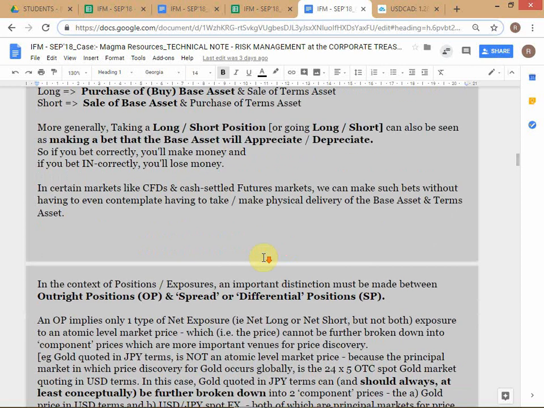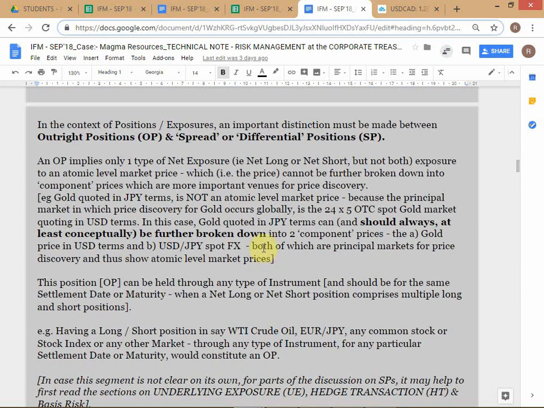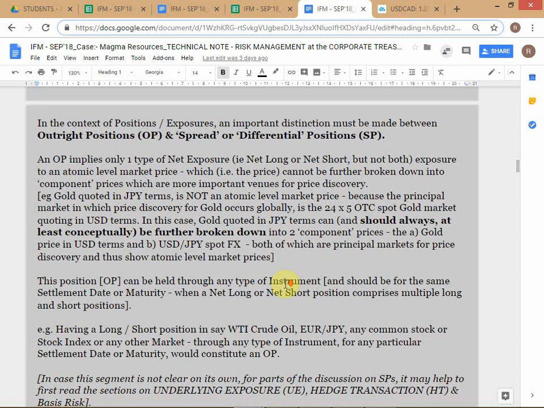So long, short, we've got this. This is one point that you have to be aware of. Outright positions versus spread and differential positions. Try to understand this point.